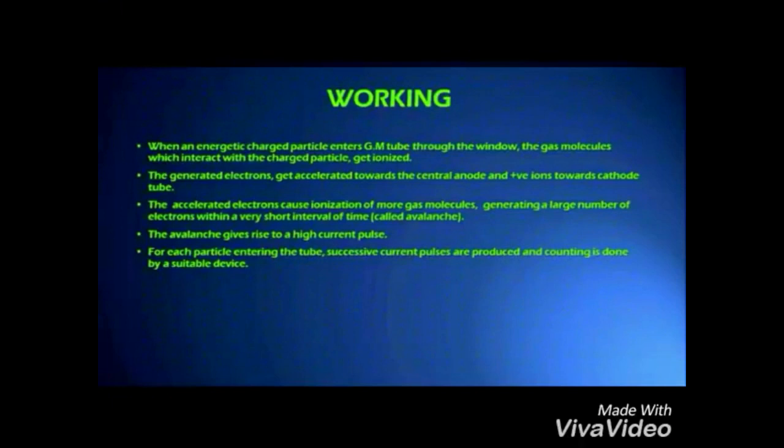Working. When an energetic charged particle enters a GM tube through the window, the gas molecules which interact with the charged particle get ionized. The generated electrons get accelerated towards the central anode and the positive ions towards the cathode.